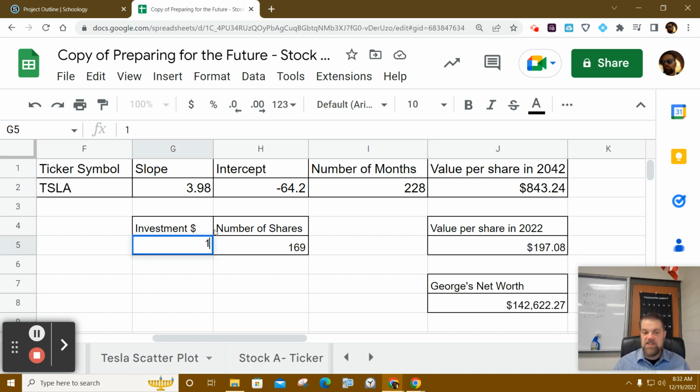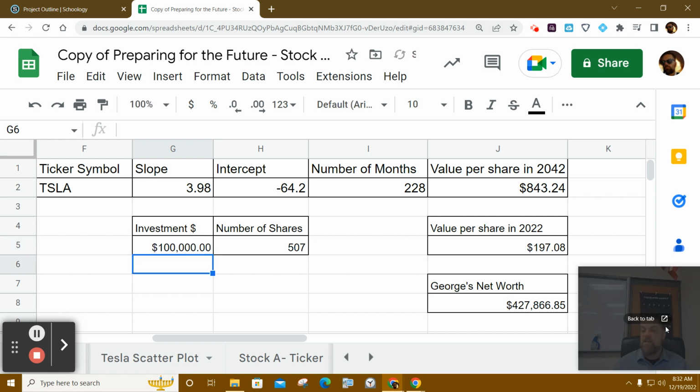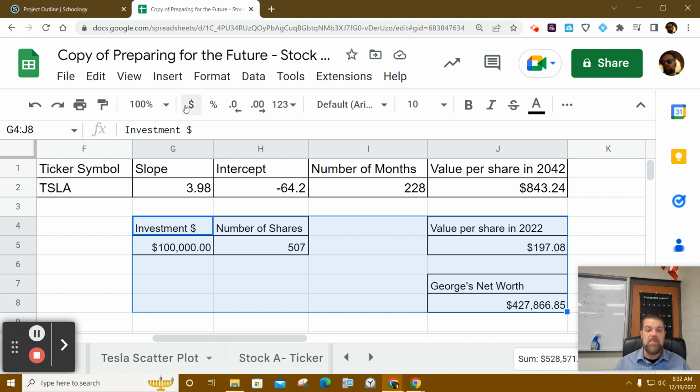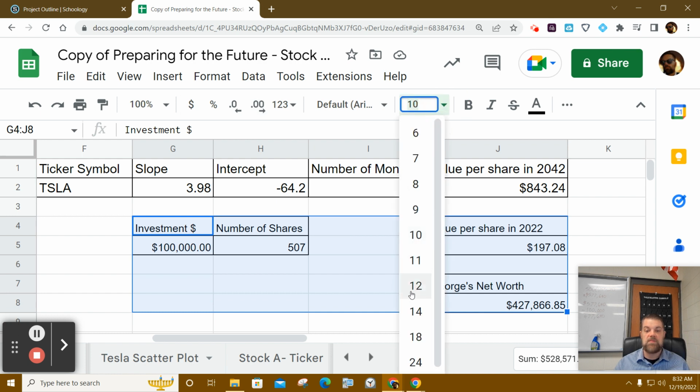If I change my mind and say, you know what, that's a lot of money, let me take the whole $1 million and invest that. Now he's going to make that much money. So everything is dynamic based on the information you plug in. Now, here's the beauty of this. Lastly, what we want to do is highlight all this and make it 12-point font.